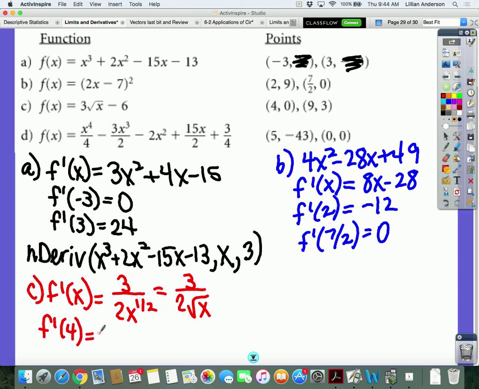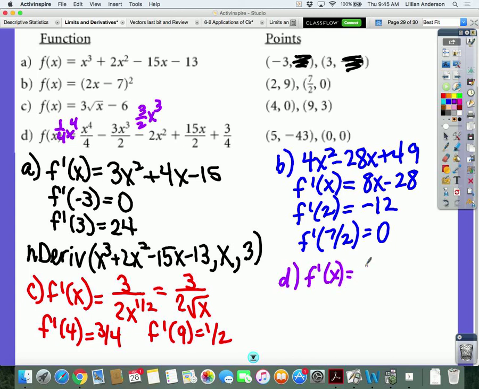What did you guys get for this one? 3/4. And for 9, 1 half. Yes? And the last one, D. X to the 4th over 4 is just the same thing as saying 1/4 x to the 4th. This is the same thing as saying 3 halves x to the 3. Okay? Don't let that throw you off any or anything like that.